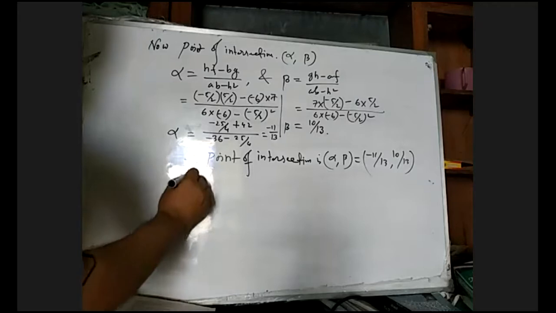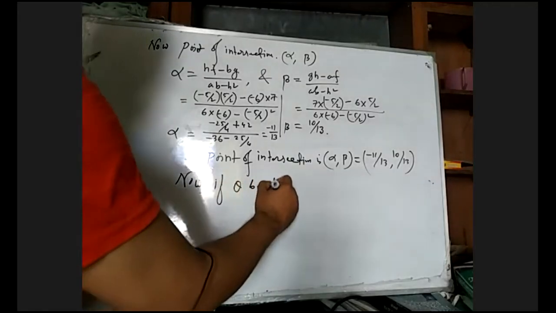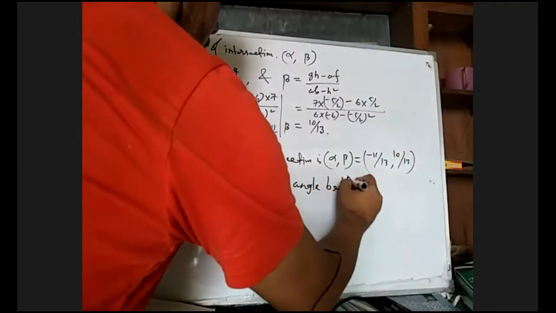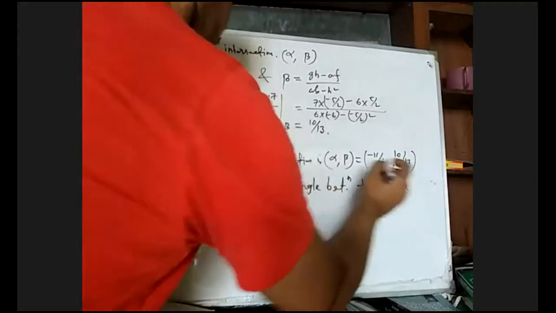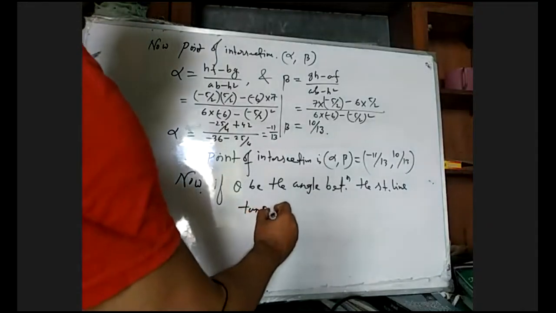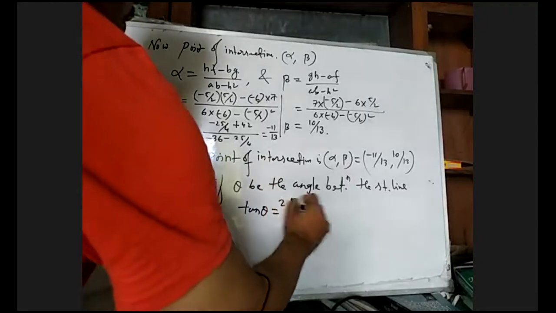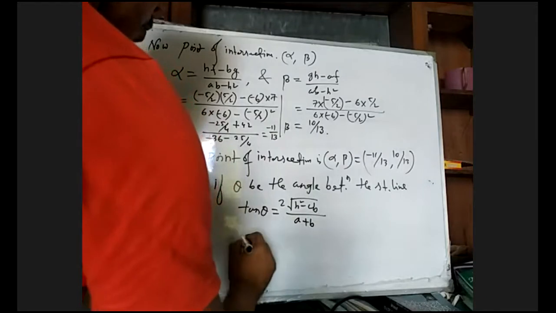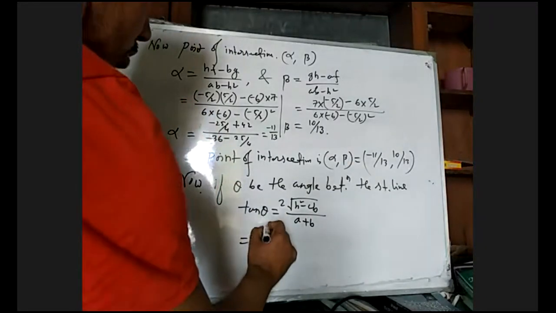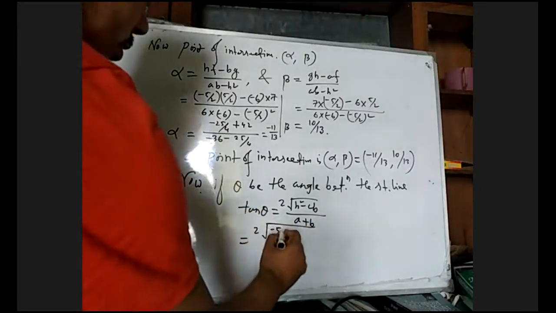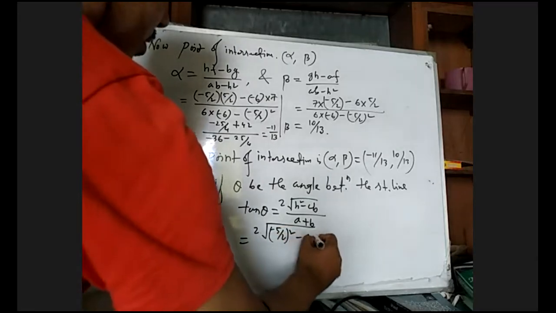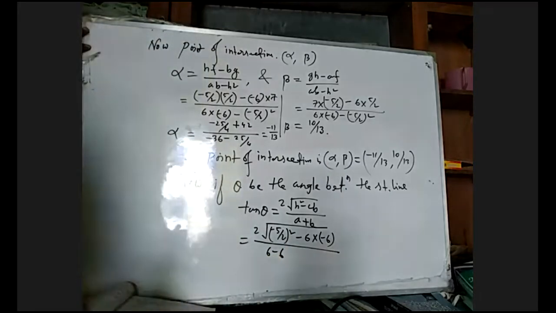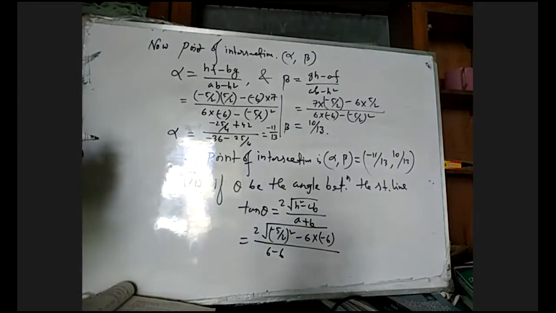Now, if theta be the angle between the straight lines, then tan theta equals to what was the formula? 2 into square root of h square minus ab divided by what? A plus b. Now just putting the values. 2 into square root, h means what? Minus 5 by 2 whole square, minus a means what? 6 and b means minus 6. This divided by a plus b. 6 minus 6. You must know 6 minus 6 means what? 0.